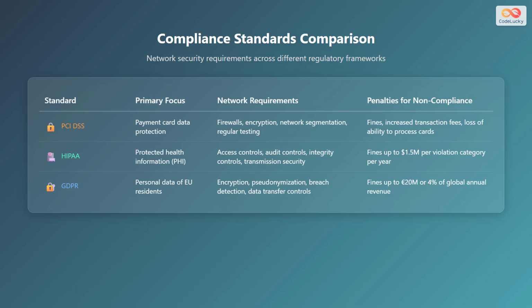Health Insurance Portability and Accountability Act focuses on protected health information and requires access controls, audit controls, integrity controls, and transmission security. Penalties for non-compliance include fines up to $1.5 million per violation category per year. General Data Protection Regulation focuses on personal data of European Union residents and requires encryption, pseudonymization, breach detection, and data transfer controls. Penalties for non-compliance include fines up to €20 million or 4% of global annual revenue.